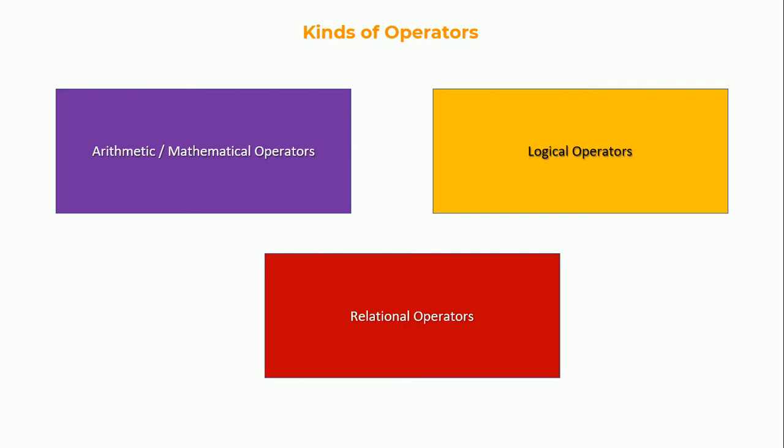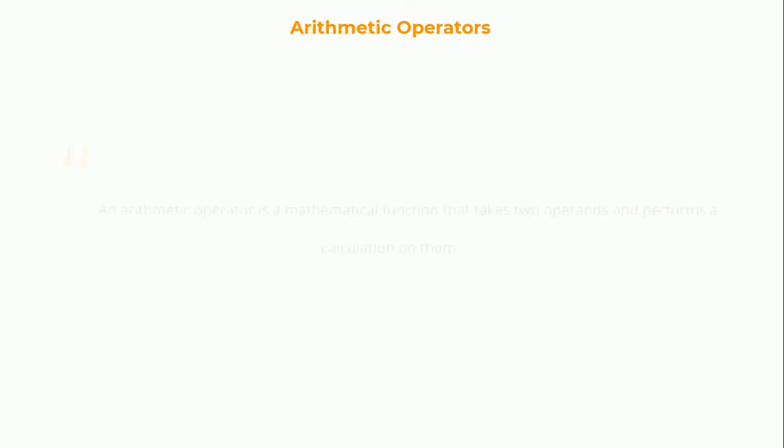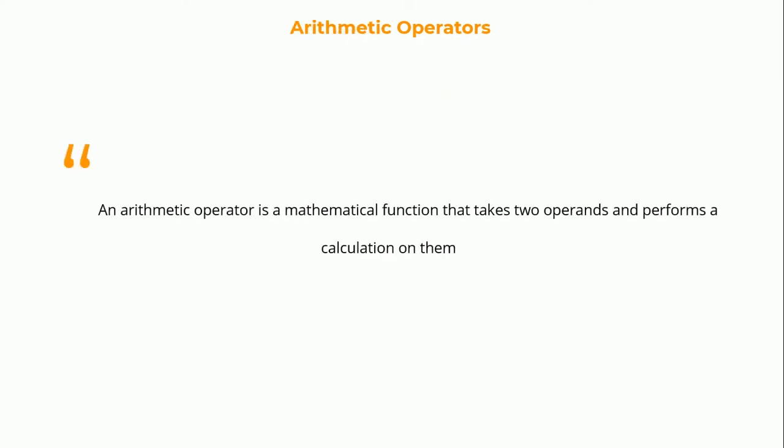Then we have the relational operators. That usually deals with the booleans, or I think the relational operators and the logical operators do have some kind of relationship. Well, we'll find out when we proceed. So we have the arithmetic operators. That's the first one. Anytime we are dealing with maths calculations, those are the operators that we use.